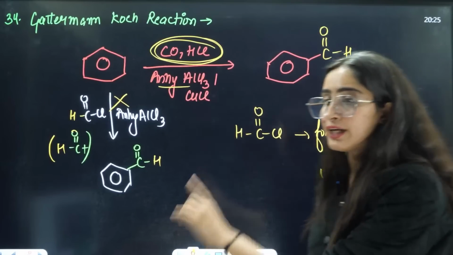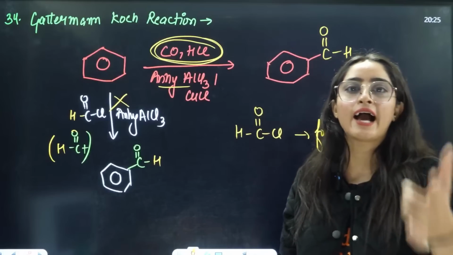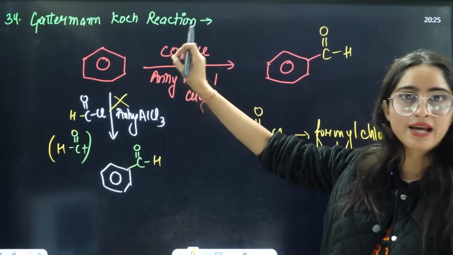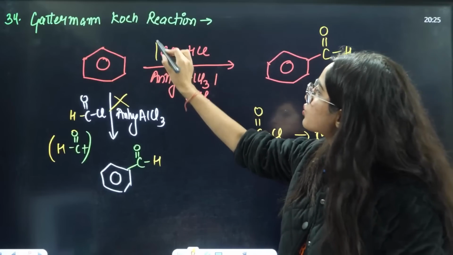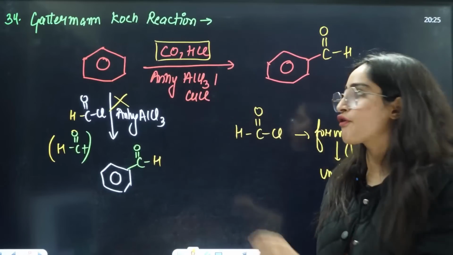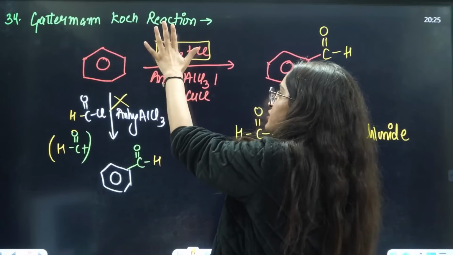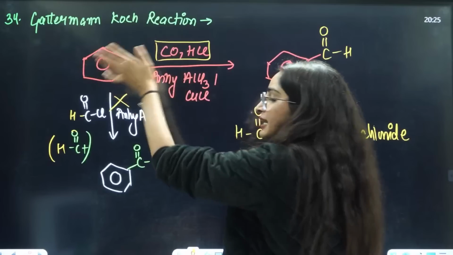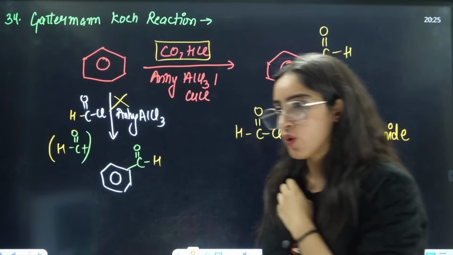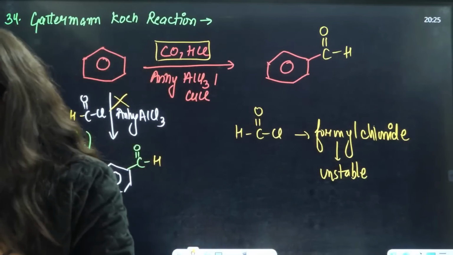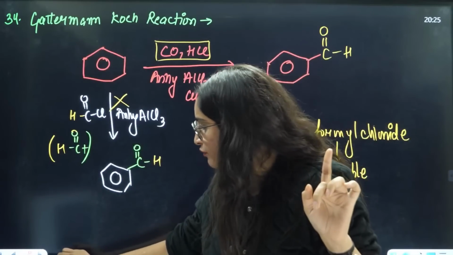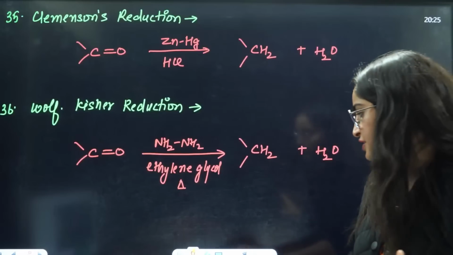That's why we need to prepare this in the reaction itself. That's why we are using carbon monoxide, CO, with HCl so that we can directly prepare formyl chloride in the reaction mixture only. Then this can make this electrophile here and it can directly attach here. Right? Okay, got it? That's why we are using this. This is the Gattermann-Koch reaction.